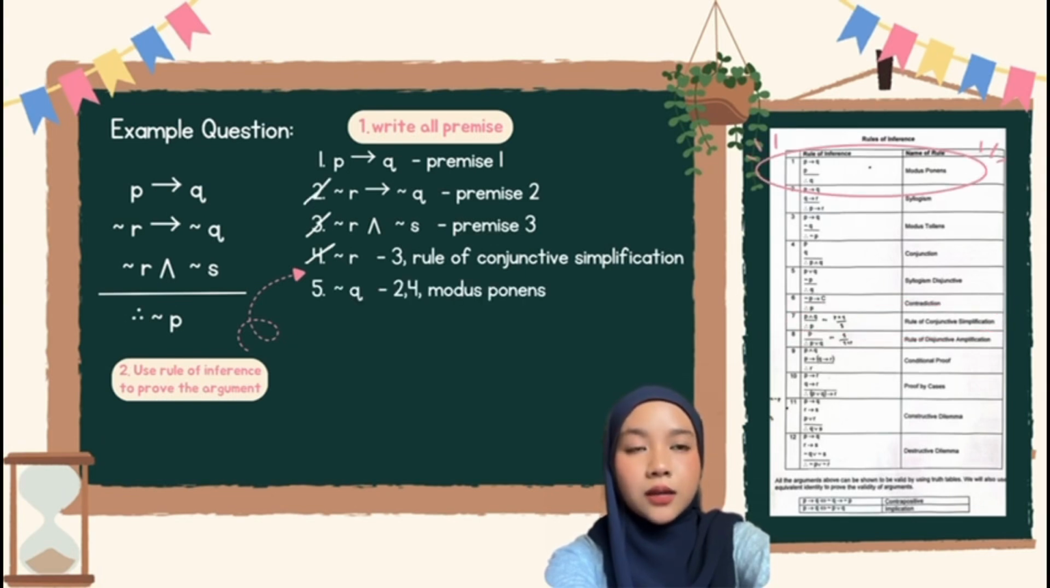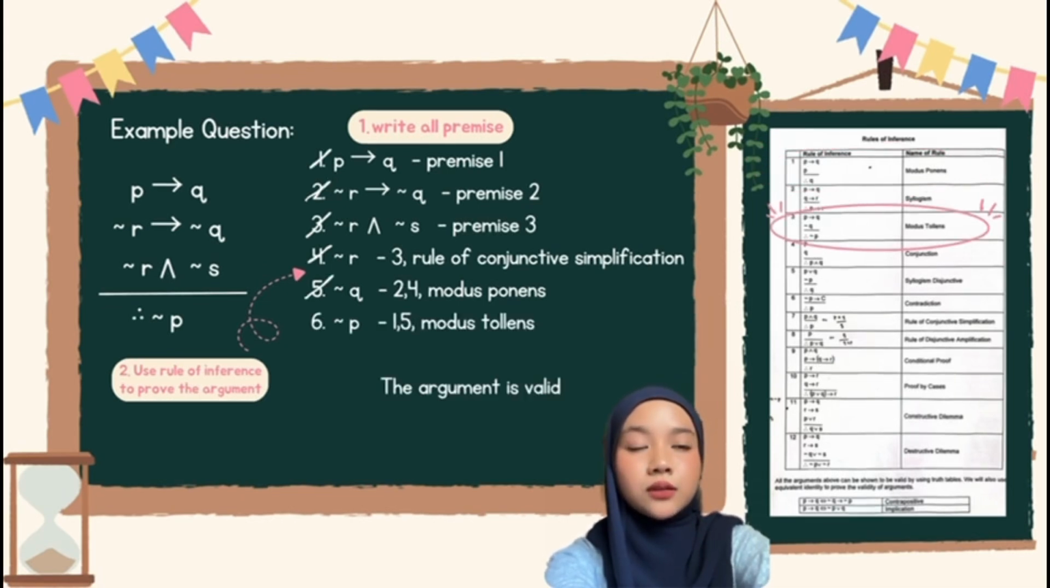We look at number 2 and number 4. Number 2 is if not R then not Q, and number 4 is not R. So we choose modus ponens in rules of inference. So not R, if not R then not Q, and not R, we got not Q in number 5.